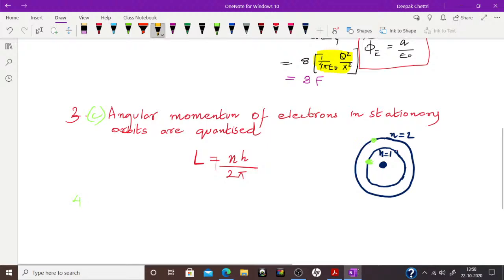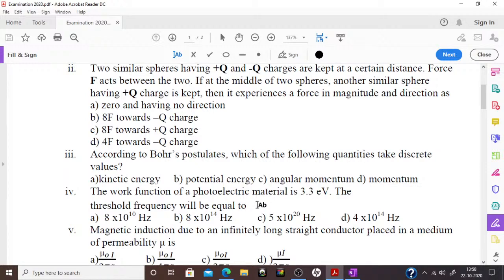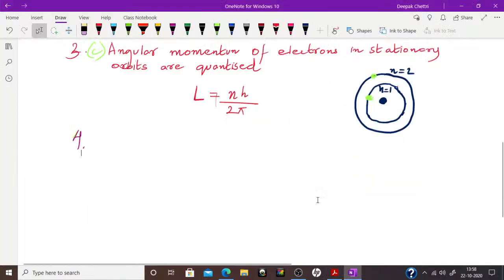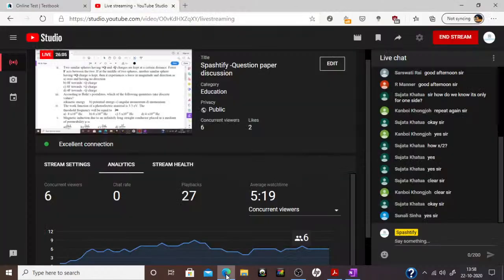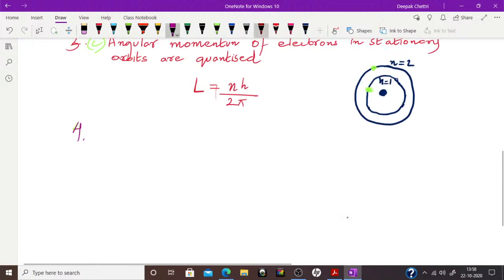Question number 4. Now what is question number 4? The work function of a photoelectric material is 3.3 electron volt. The threshold frequency will be... What is work function? Okay, what is work function? First of all, I have to explain this. So suppose you have a metal, okay, this is a metal piece, and the metal piece has electrons, right, free electrons. This metal piece has lots of free electrons.